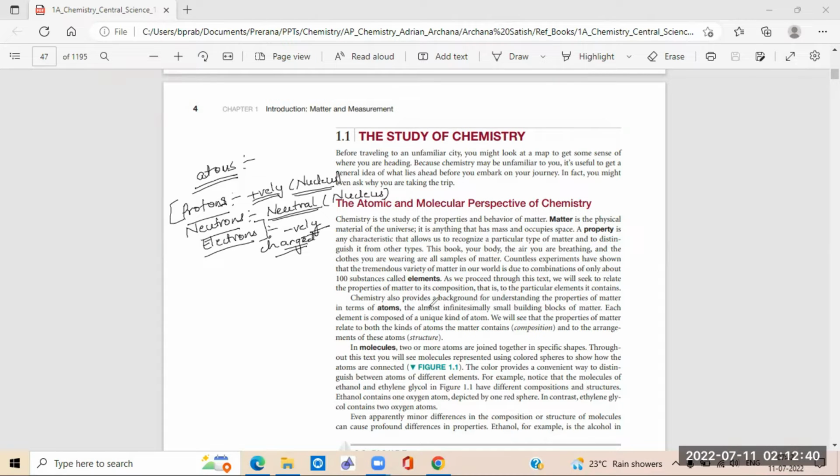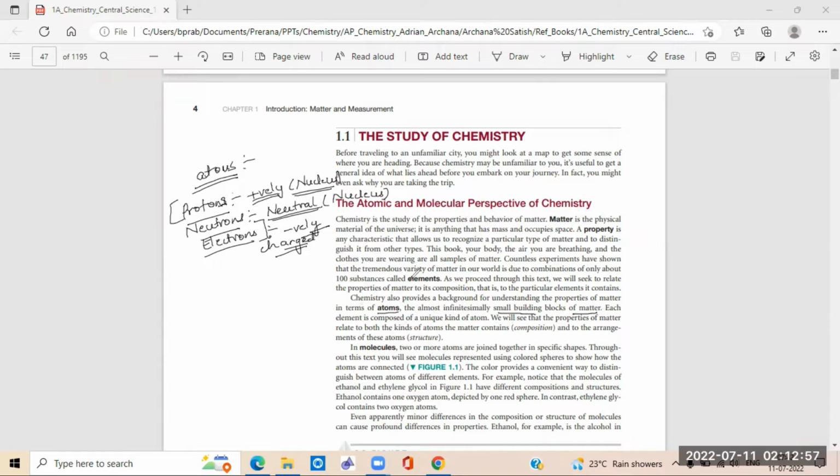Now we know that each matter, whatever we consider, is made up of many millions of minute particles, which are atoms. These are the small building blocks of matter. Atoms are said to be the small building blocks of matter.